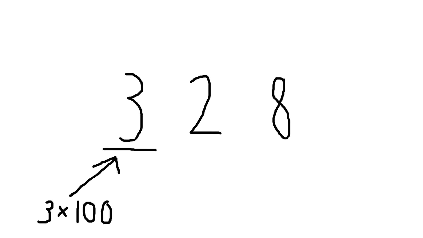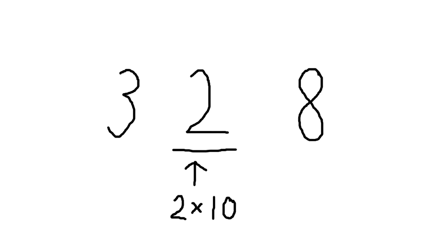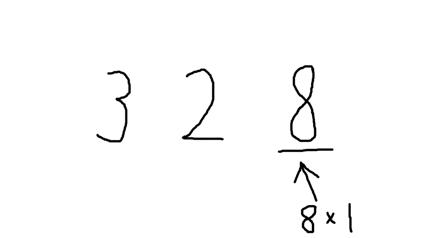Why? Well, let's look at decimal one more time. This number is called 328. This digit means 3 hundreds. This digit means 2 tens. And this digit means 8 ones.